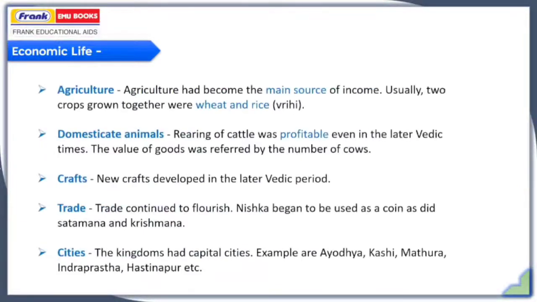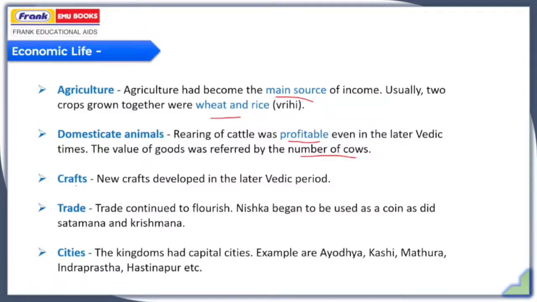Next, we will talk about the economic life in the later Vedic period. In the economic life, agriculture became the main source of income. The people usually grew two crops together, which were wheat and rice. Domesticated animals. Rearing of cattle was profitable even in the later Vedic period. The value of goods was referred to by the number of cows.